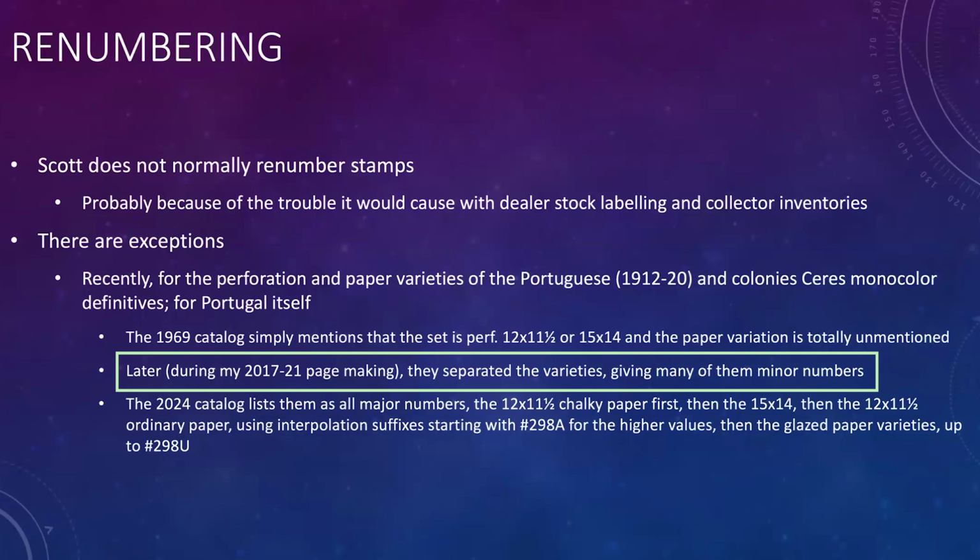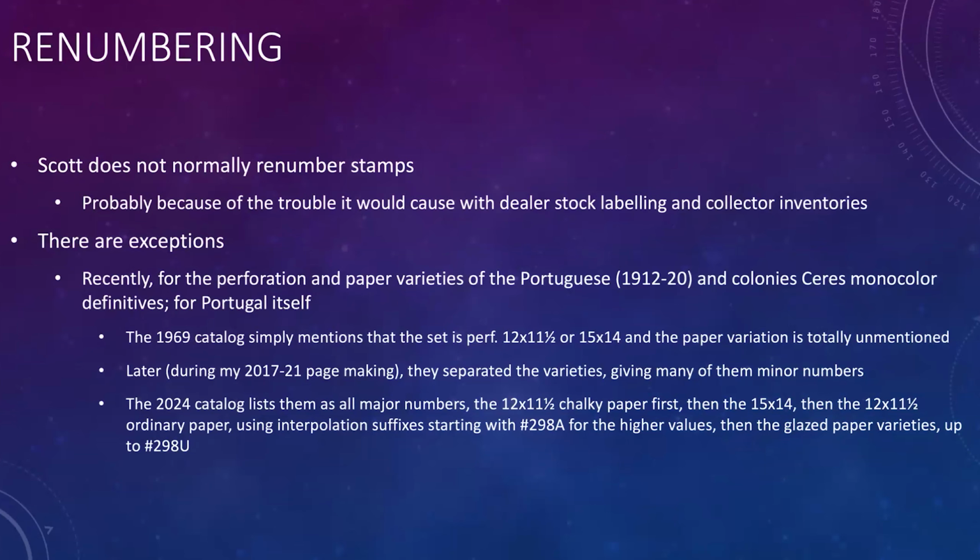And then they listed the denominations and colors. Later on, they separated the varieties, giving many of them minor numbers. And then more recently, they've in fact renumbered the set. And they've broken it down, the 12 by 11 and a half chalky paper, then the 15 by 14, then the 12 by 11 and a half ordinary paper. And then at that point, they ran out of regular major numbers and they started using this uppercase suffix for the higher values. And then the glazed paper varieties continuing this use of uppercase suffixes all the way to 298U.